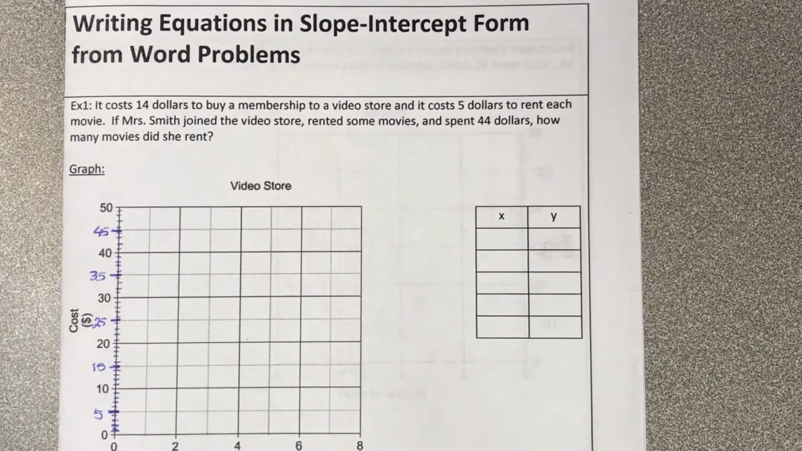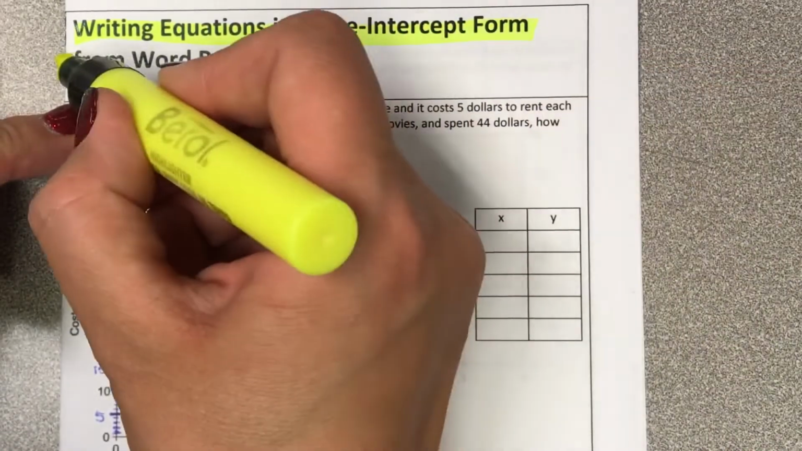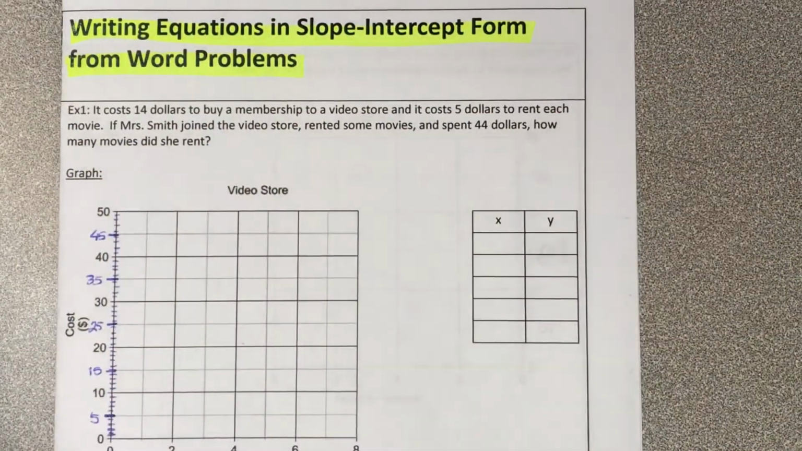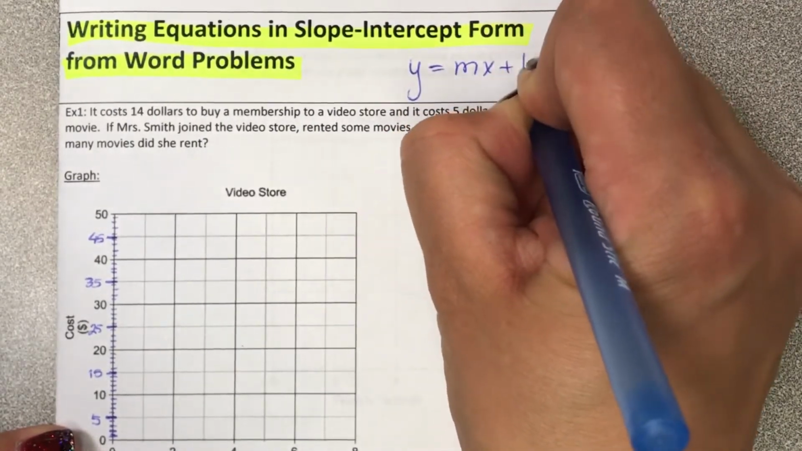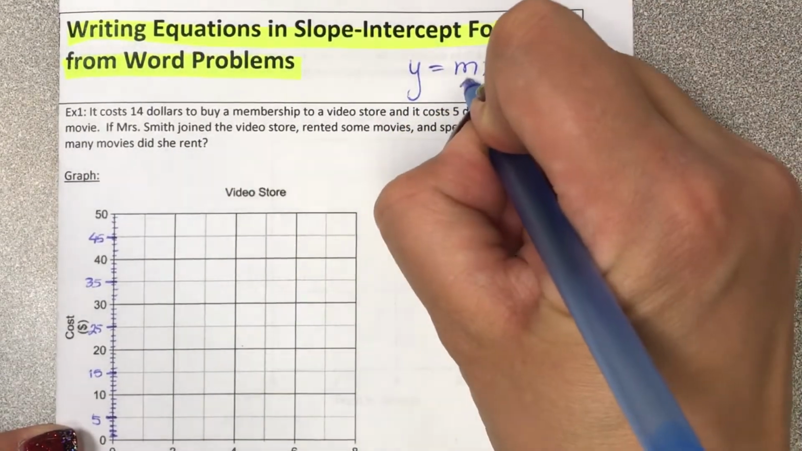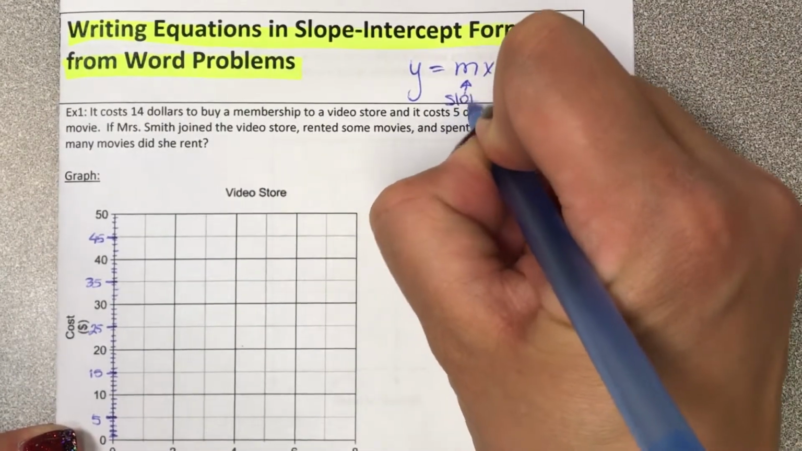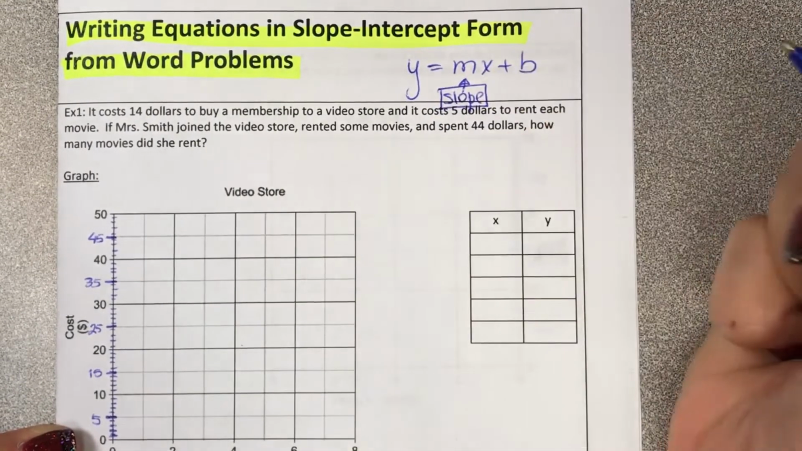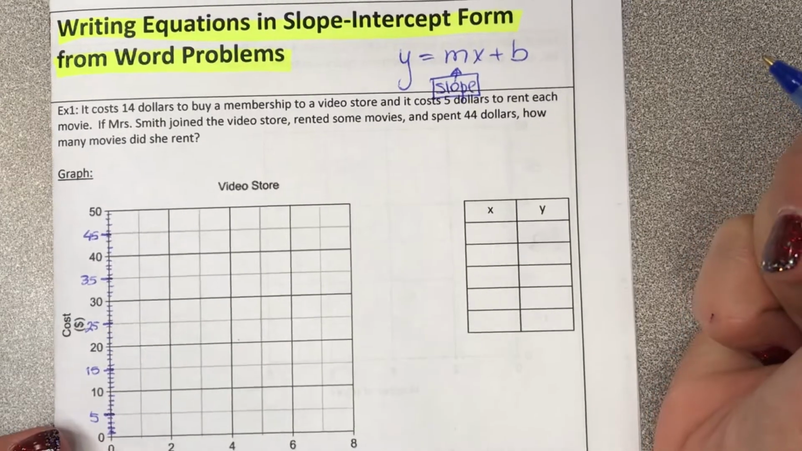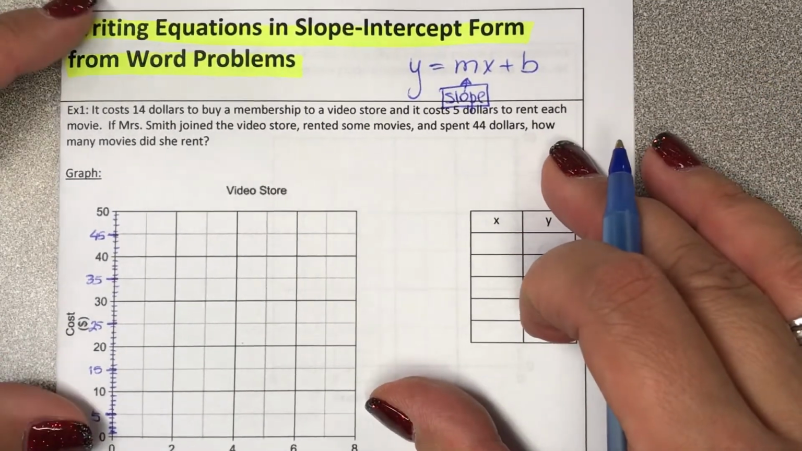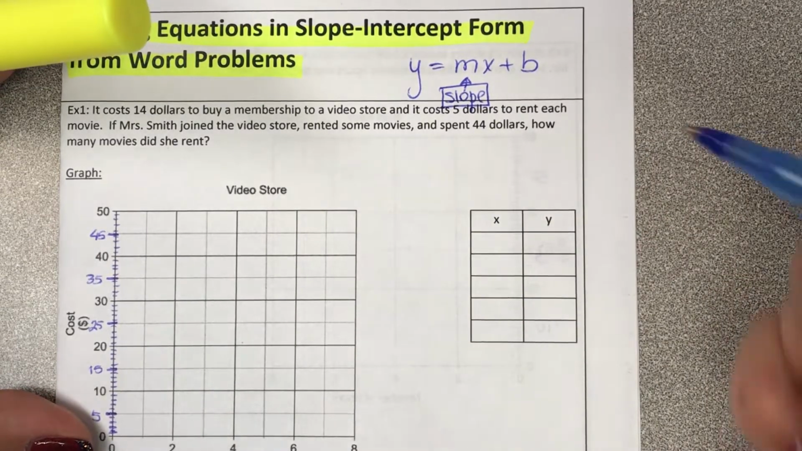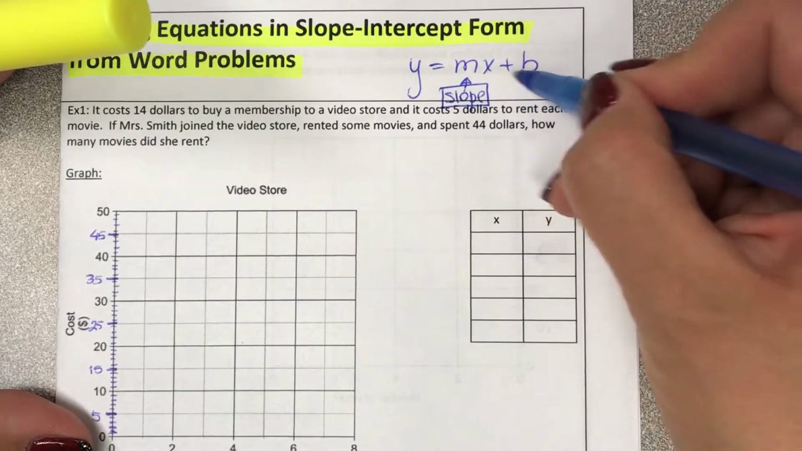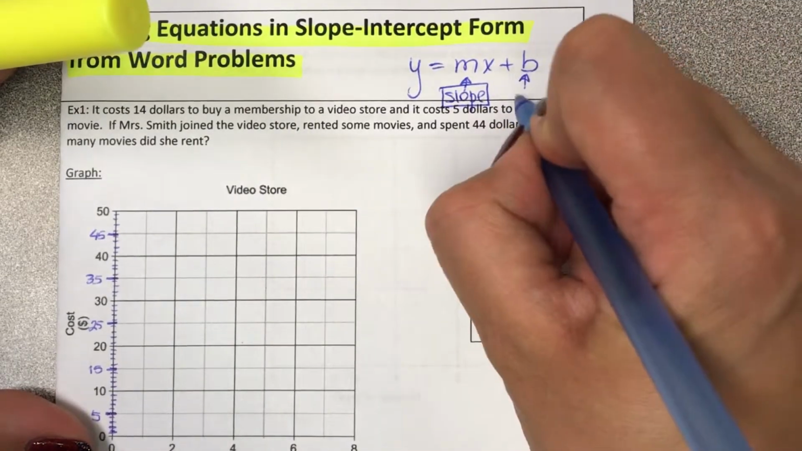In this video, we'll see how to write equations in slope-intercept form from word problems. In the equation y equals mx plus b, the slope is the number multiplied by x. Slope at the same time is called rate of change, and it has to be a constant rate of change, the same throughout the problem. So slope is multiplied by x, and b is the y-intercept.